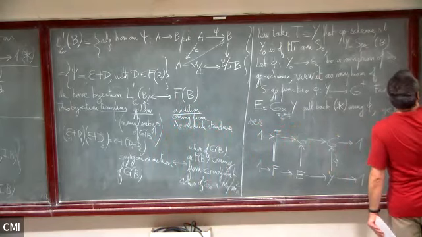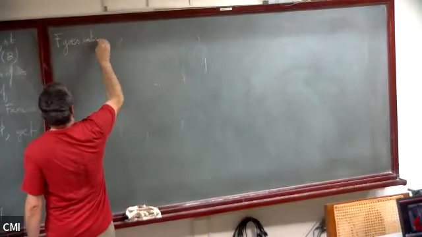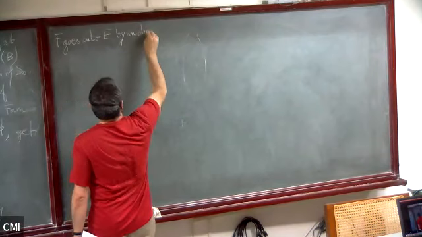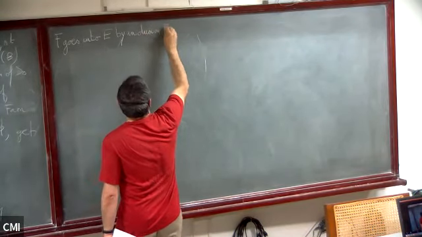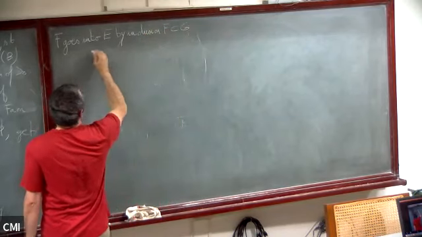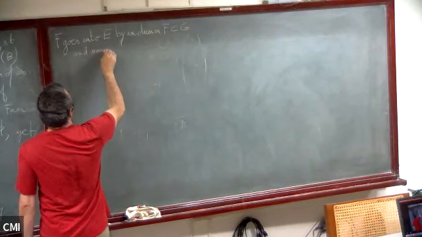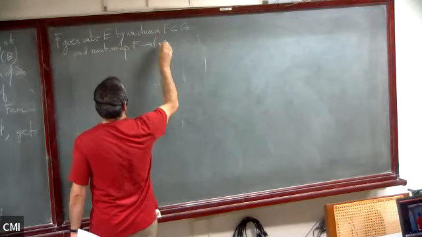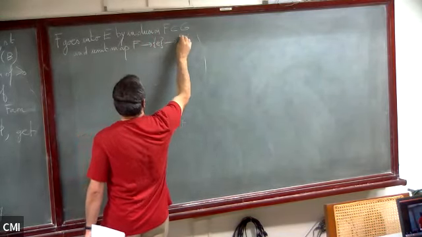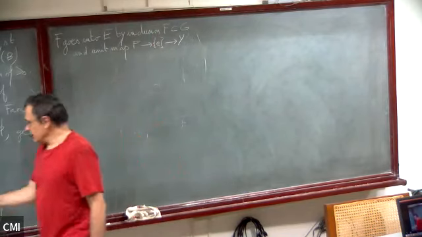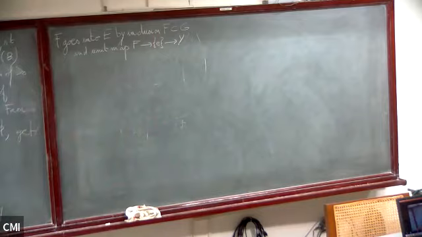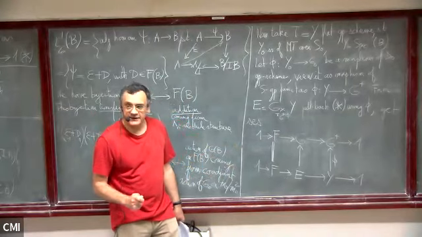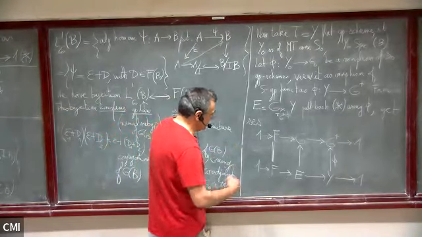Okay. And F is the obvious map. F goes into E by the inclusion of F inside G, and the unit map, F goes to the trivial group into Y. Okay, so if we define the map like that, we obtain another exact sequence.